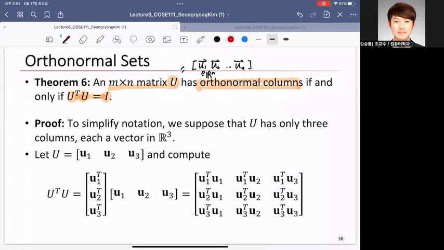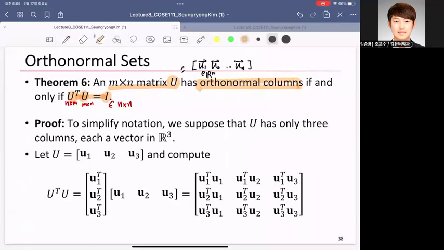First of all, what is the size of the identity matrix I here? If matrix U is m by n, in this case I is n by n, right? Why? Because U transpose is n by m and U is m by n, so the product should be n by n.